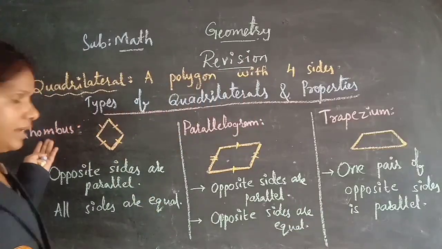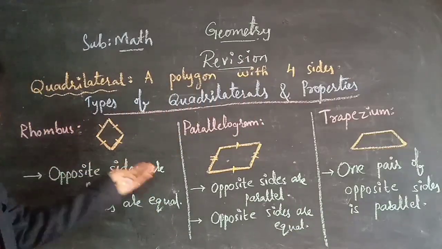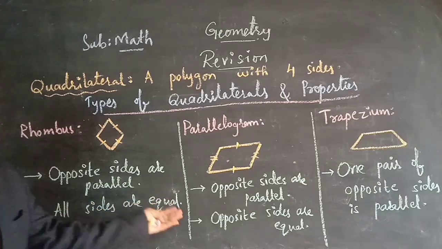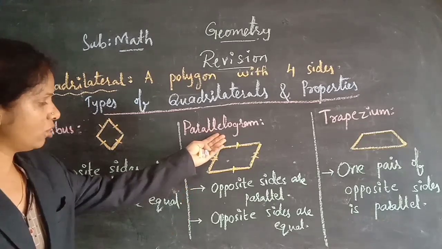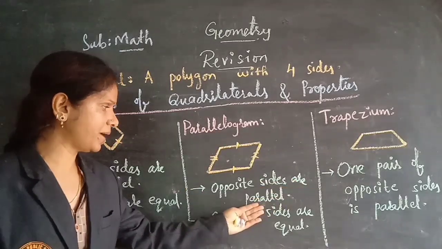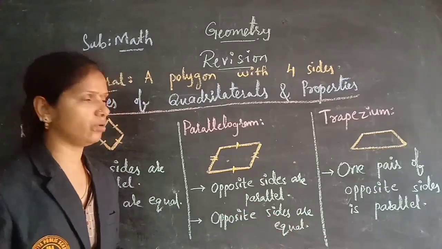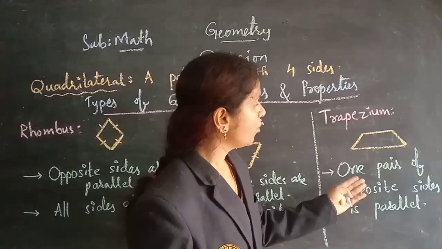So these are the rhombus, where opposite sides are parallel and all sides are equal, and the parallelogram, where opposite sides are parallel and opposite sides are equal. And this is a trapezium: one pair of opposite sides is parallel.